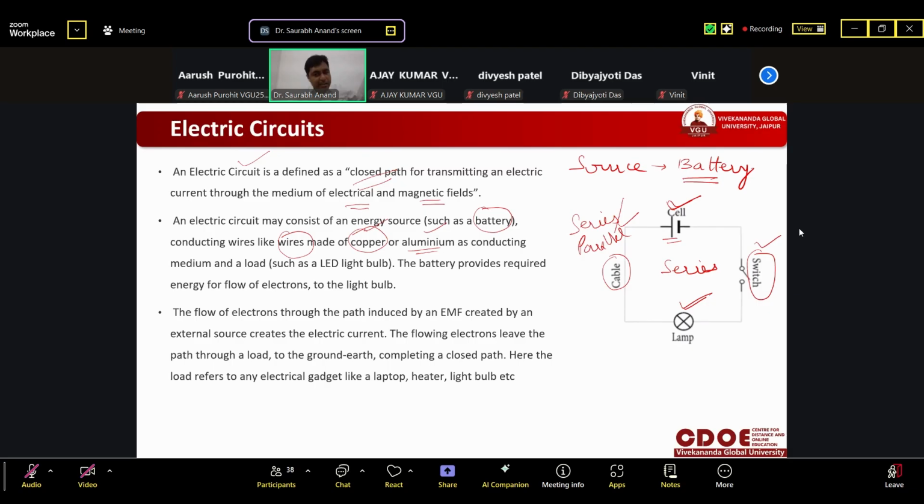So these are the basic components for making a very basic circuit. And whenever you connect this switch, the circuit will be completed like this. Current is flowing through here, and the bulb will glow, and you will understand that current is flowing and the circuit is completed. Got it? Any doubt? Have you understood?